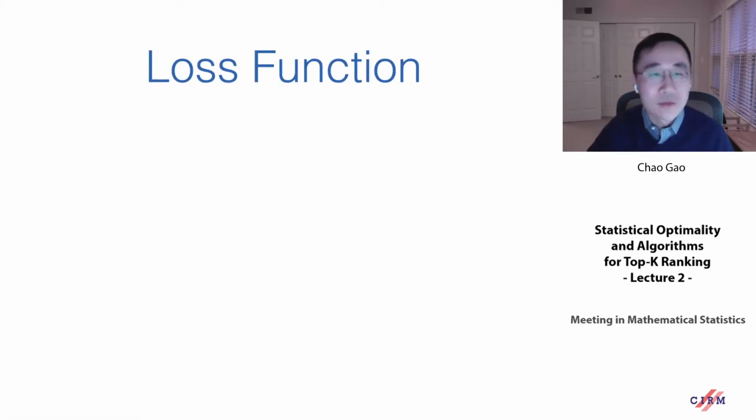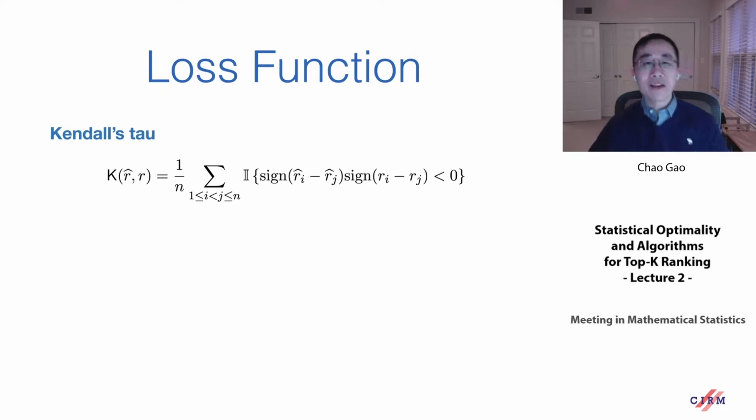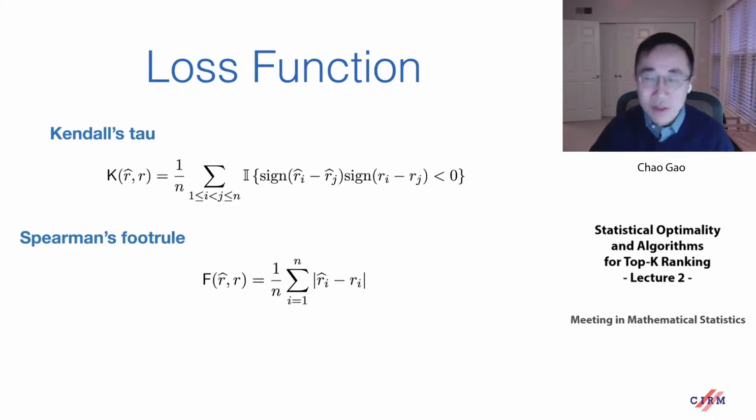So the loss function that we are going to consider for full ranking is called Kendall's tau. It measures the difference between two rank vectors. The definition is given by 1 over n times the number of inversions between each pair of two rank vectors. So it may look complicated, but we will introduce a second loss function. It's called Spearman's footrule. The definition is straightforward, just 1 over n times the L1 norm of the difference of the two rank vectors.